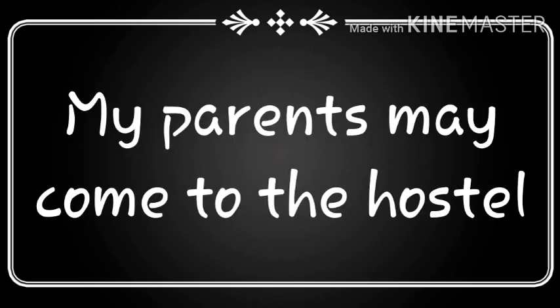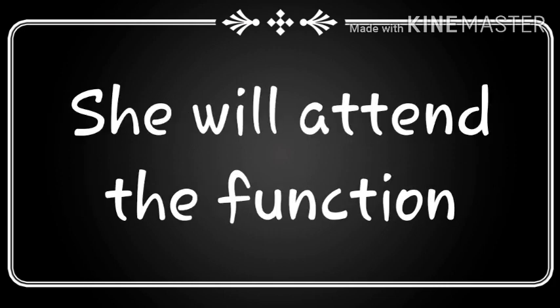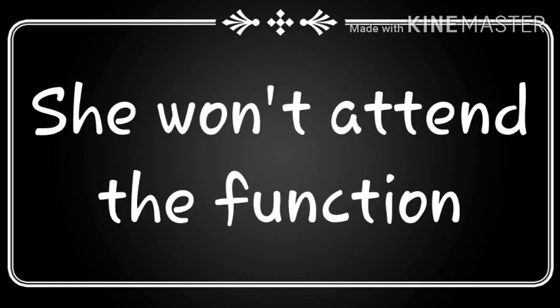Look at these sentences. My parents may come to the hostel. You have just to put that not there in between the helping verb and the main verb. My parents may not come to the hostel. Next, she will attend the function. Will is the helping verb, attend is the main verb. So what shall we do? She won't attend. That is the short form of will not. She will not attend the function or she won't attend the function.